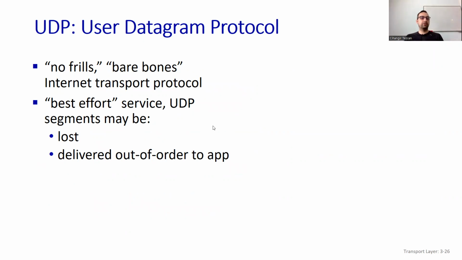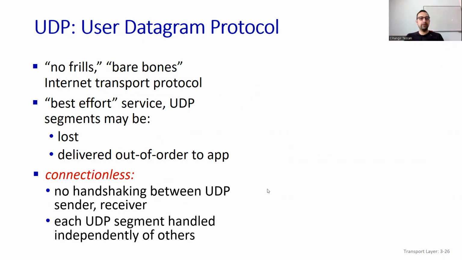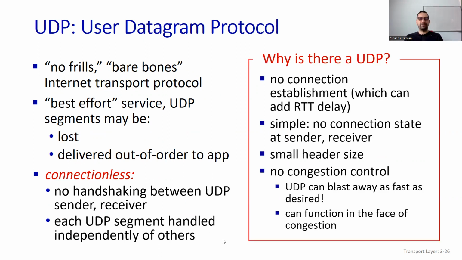Best effort service: UDP segments may be lost or delivered out of order to the application. By out of order, this means that we will divide the packets into smaller segments and you might receive them in different orders. That is the idea. Connectionless: no handshaking between UDP sender and receiver. So this means that before saying hello, you start talking. Some people prefer that. Each UDP segment is handled independently of others.